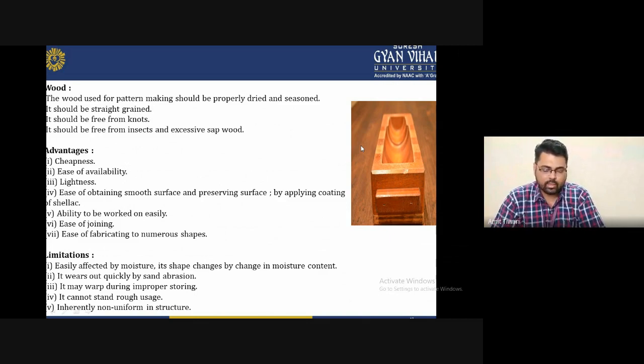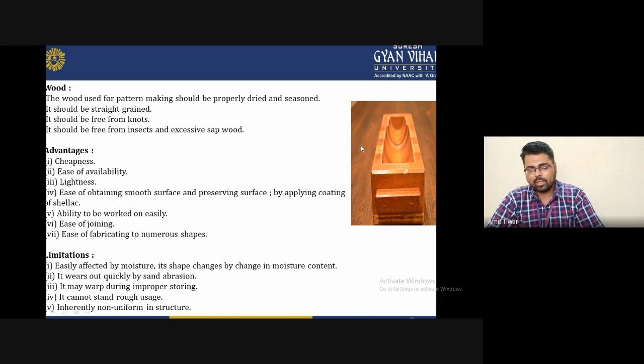Another one is ease of joining. With the help of Feviquick and some special gum, it is easy to join two wooden blocks together, and it also helps ease of construction. Because the pattern is very easily constructed and simply designed, it helps in understanding how to make the casting. We can make the product very easily because there are no complications during the casting process. So these are some advantages of wood.